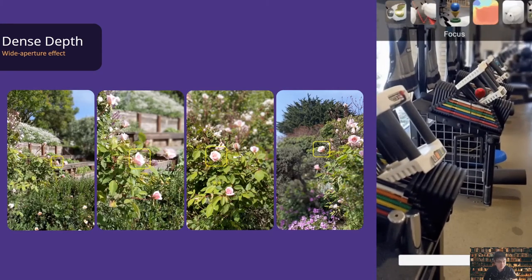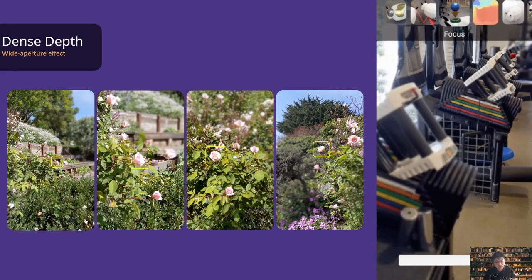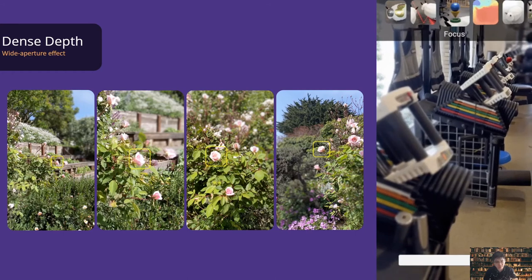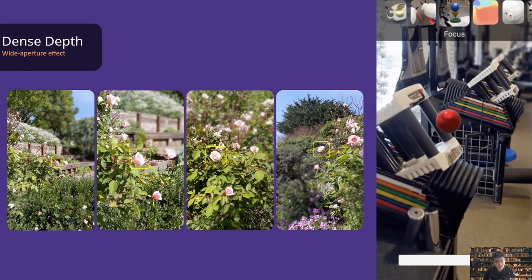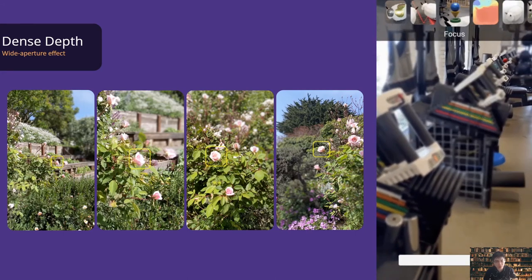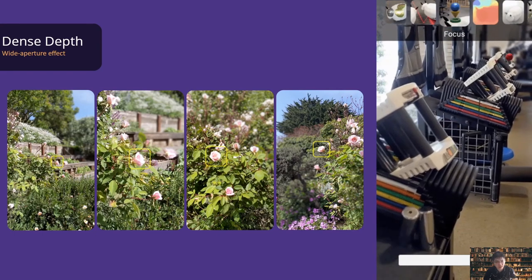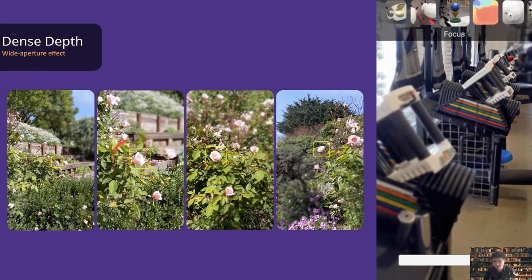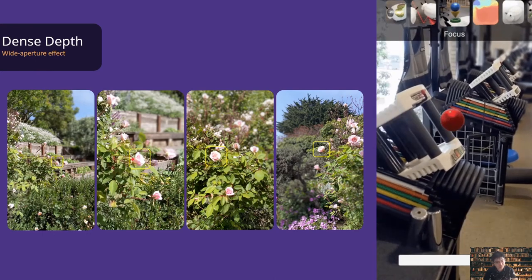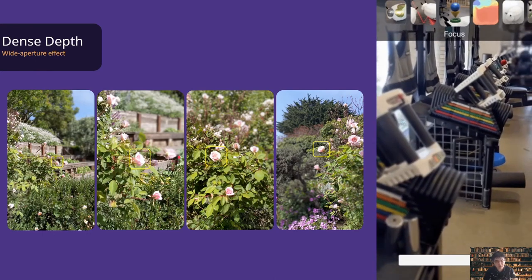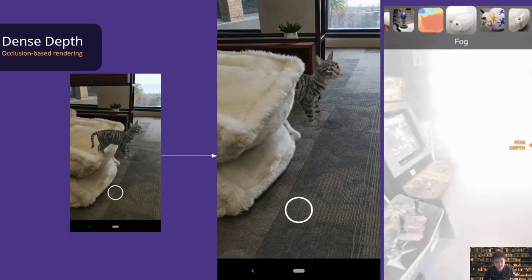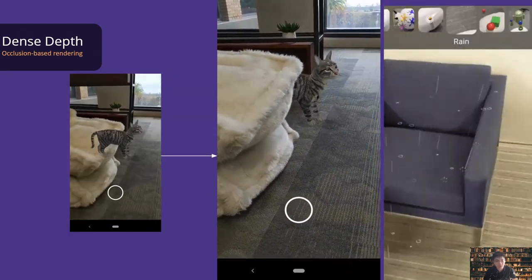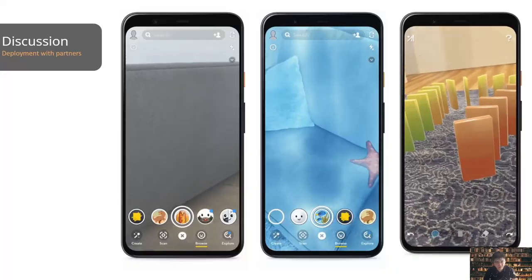DepthLab also enables wide aperture effect, which can be focused on a world anchored point, unlike traditional photography software, which only anchors the focal plane to a screen point. We allow users to anchor the focal point to a physical object. For example, just one tap on a flower, it will automatically keep in focus no matter which viewpoint the camera observes the flower. Of course, dense depth components also included occlusion-aware rendering and fog effects.